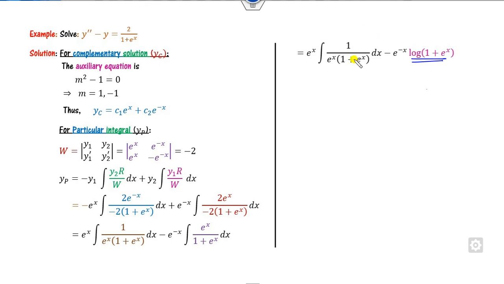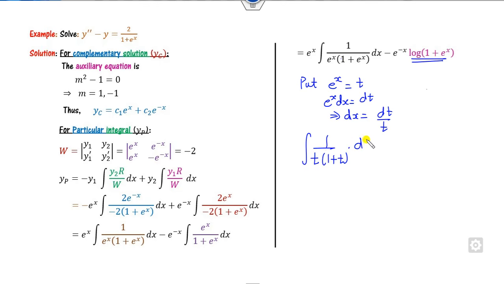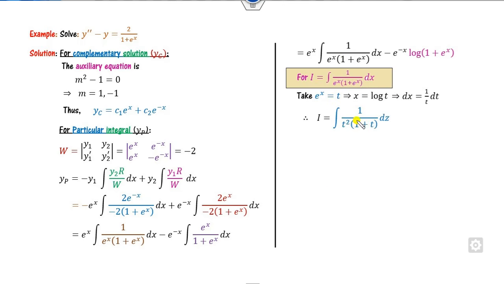Now how do you integrate this one? That's again very simple. Again, if you take e raised to power x as t, then e^x dx will be my dt. So it means dx is my dt over t. So if I substitute here, it will be 1 over t, 1 plus t, dt over t, that's 1 over t square, 1 plus t. Now how can you do that? You can simply take it as a partial fraction, that is my t square, t and 1 plus t, dt. Now how can you take the base of partial fraction, you can convert them into here.